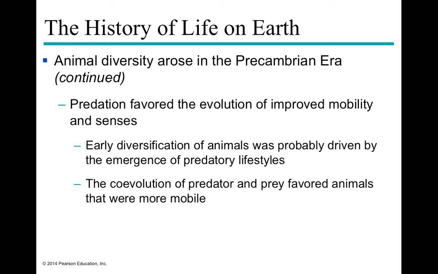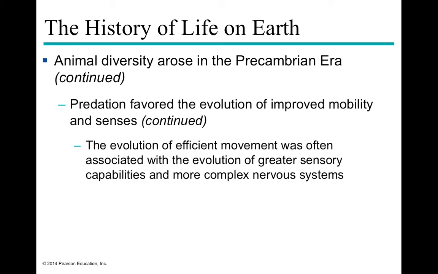However, we do know that predation is going to allow kind of a Wild West free-for-all for the evolution of motility and senses. So the early diversification of animals was probably the emergence of predator-prey relationships. And we know we have a ton of examples of co-evolution of predator and prey that are going to favor the faster animals and the animals with better vision. And so the evolution of efficient motion is often associated with the evolution of better sensory perception, things like vision and hearing and complex nervous systems.